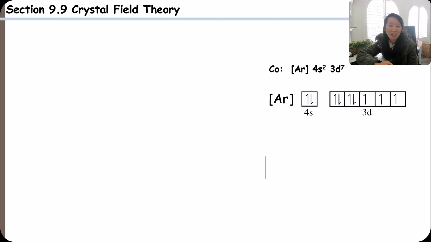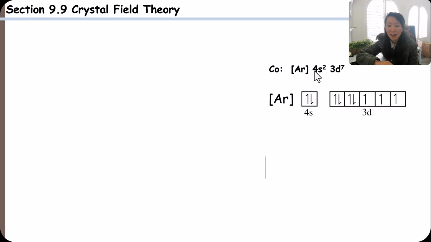In this video, I'll cover the crystal field theory. Here I have an electron configuration for cobalt. So cobalt has argon in brackets, the abbreviated form, 4s2, 3d7. And then I have the orbital diagram form where I drew in the boxes with corresponding electrons.